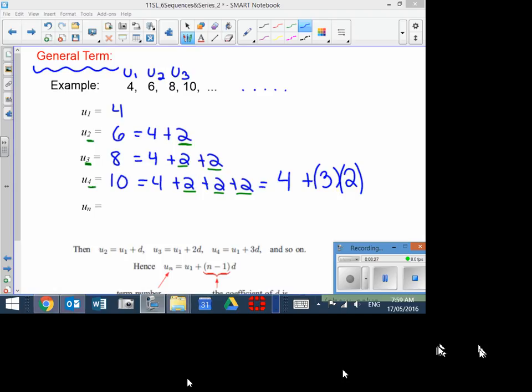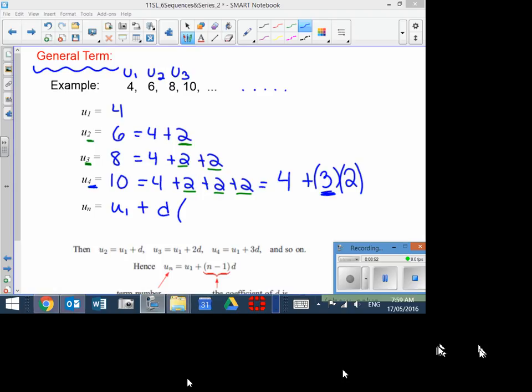So if we generalize this, what you're really looking at is your first term, which we'll call u sub 1, and we're adding on your difference, which is 2, and we're multiplying that by 1 less than the term that we're at. So we got this 3 because it was 1 less than 4.